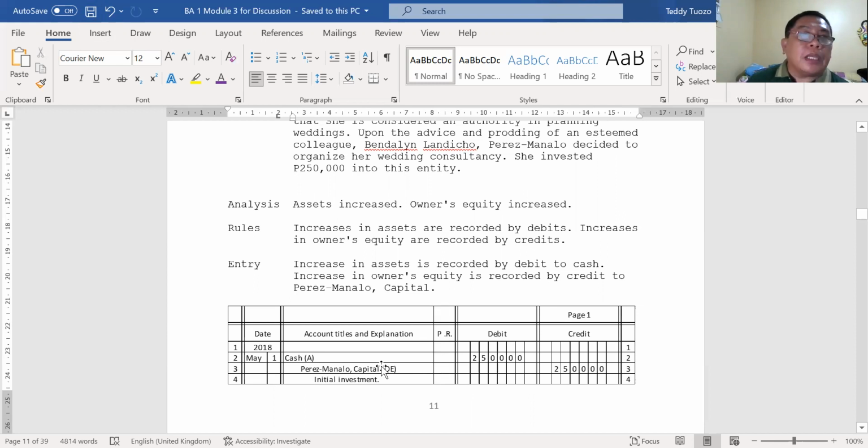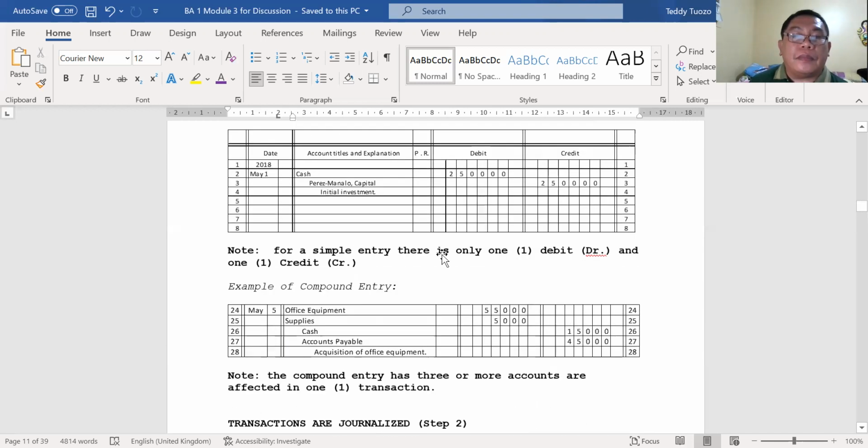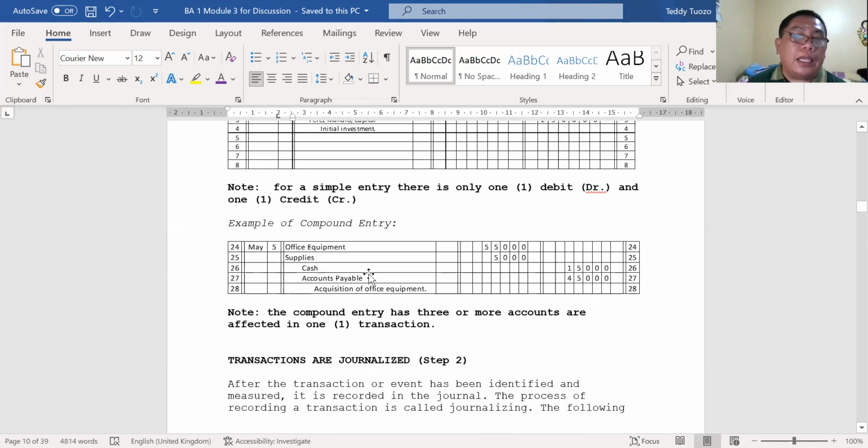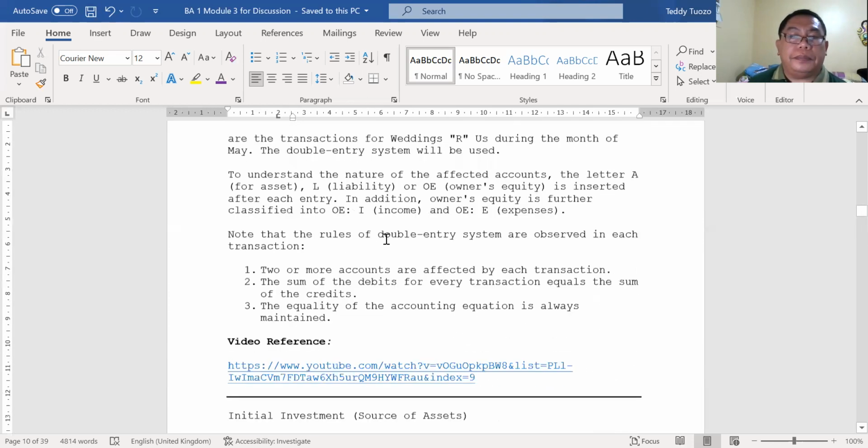It is only a guide. So when you perform in your assignments or exams, the A and OE should not be enclosed in parentheses. Just simply write debit to cash and Perez Manalo. Just like what is above. There is no identification or analysis of what the account classification is of the account that you have debited or credited.